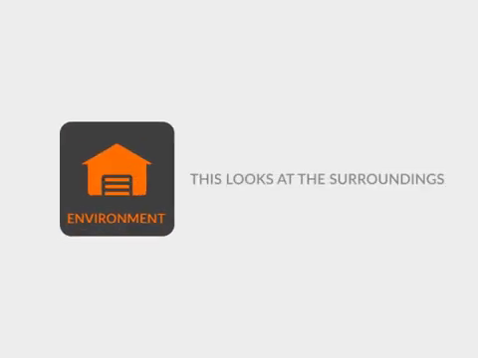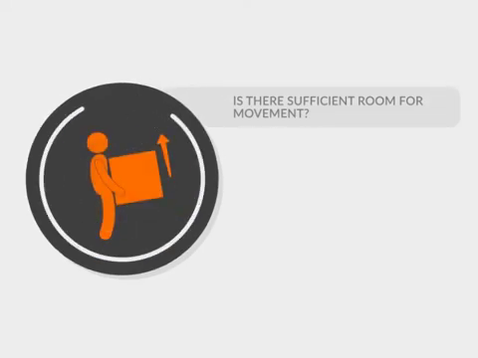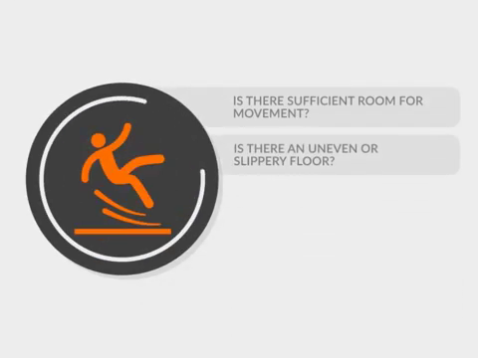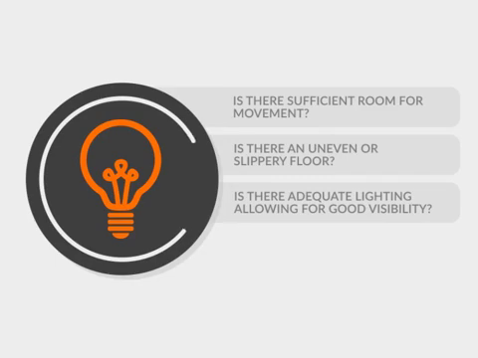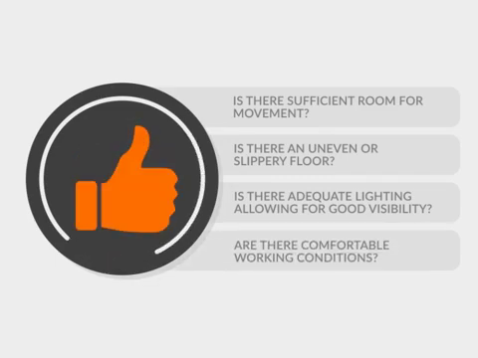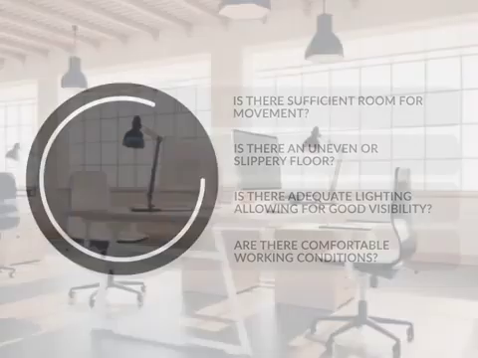Environment. This looks at the surroundings. Is there sufficient room for movement? Is there an uneven or slippery floor? Is there adequate lighting allowing for good visibility? Are there comfortable working conditions? For example, is it too hot or cold, or is it a dusty environment? Please note, this is not an exhaustive list.